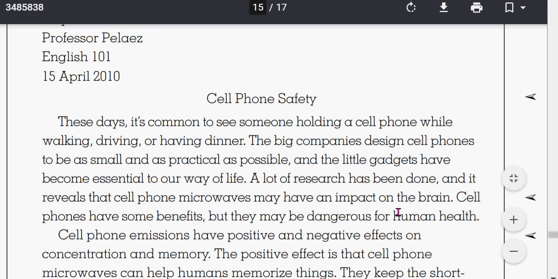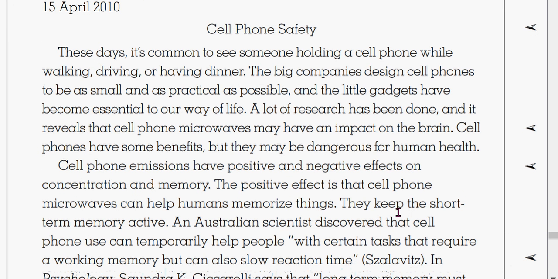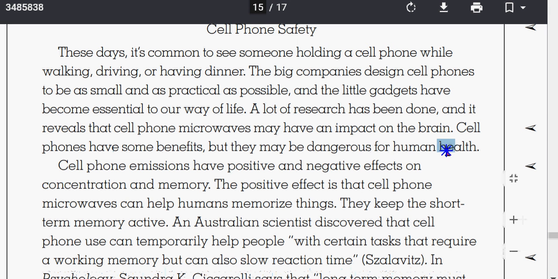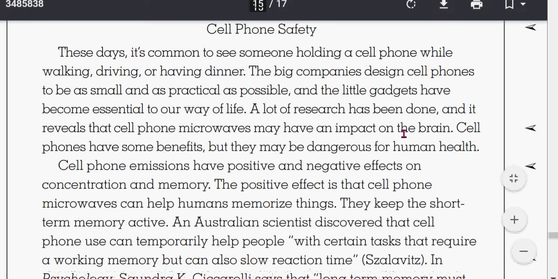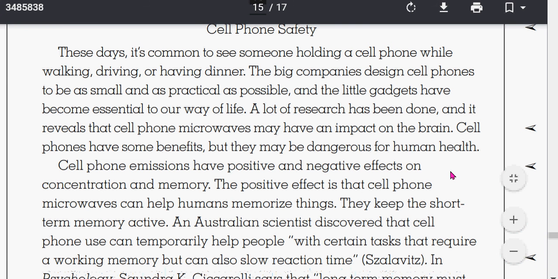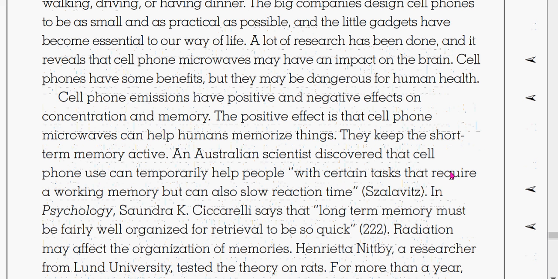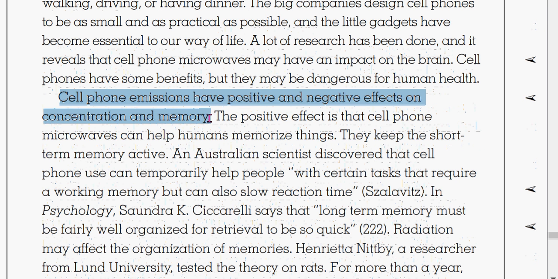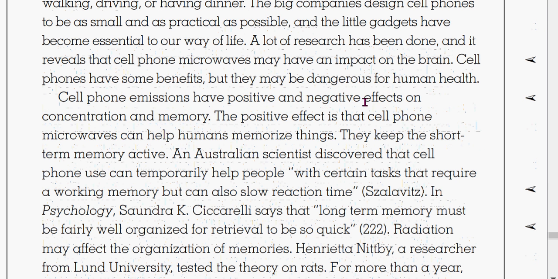Now, what's great about this thesis is that it's not giving us the details, but it is suggesting that first I'm going to talk about some benefits, and then I'm going to talk about some dangers. In other words, the thesis is giving us the main idea and the organization of the paper. So, excellent topic sentence, also very general language. Effects is very general language. He's not identifying the effects, he's just saying there are effects.